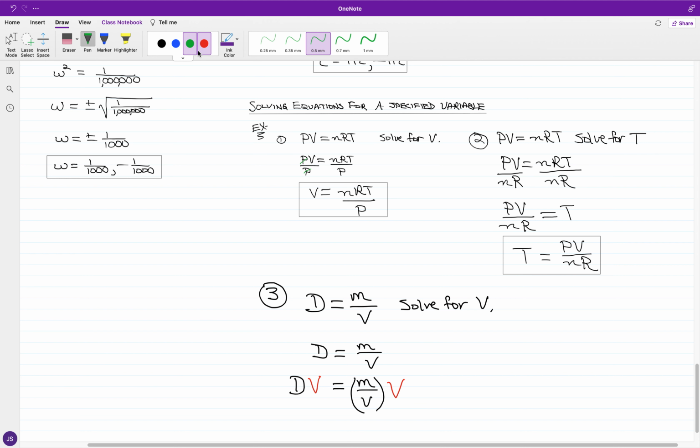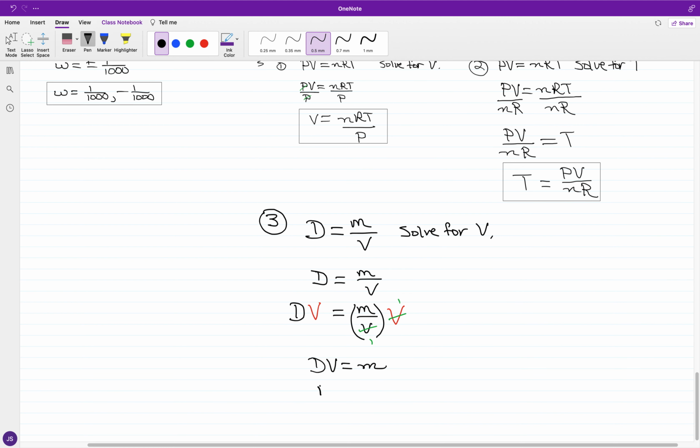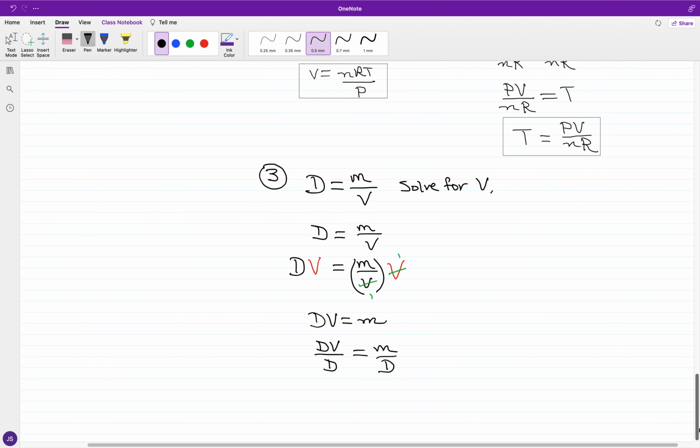And the V's will cancel on the right. So we'll have D times V is equal to M, and solving for V, this time the D's will go out, and so we have like the volume is equal to the mass over the density.